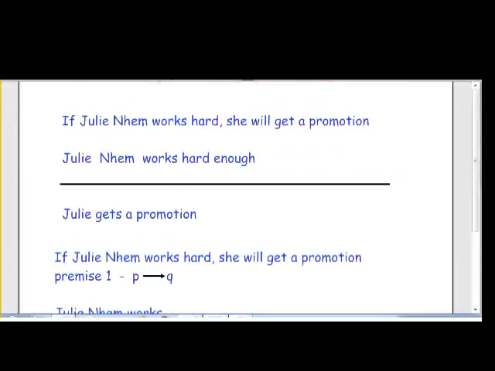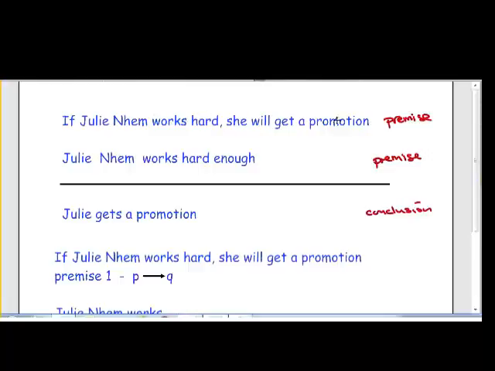So here's an example. It's sort of like the study hard and get an A question. So the argument is, if Julie Nem, this is from the book, I didn't make this person up, works hard, she will get a promotion. So that is a conditional statement. If Julie Nem works hard, then she will get a promotion. That's what we call the premise. I'll write that in a different color. This is a premise. The second premise is just a statement. Julie Nem works hard. And therefore, which is kind of like then, therefore, Julie gets a promotion. So that's the conclusion part.